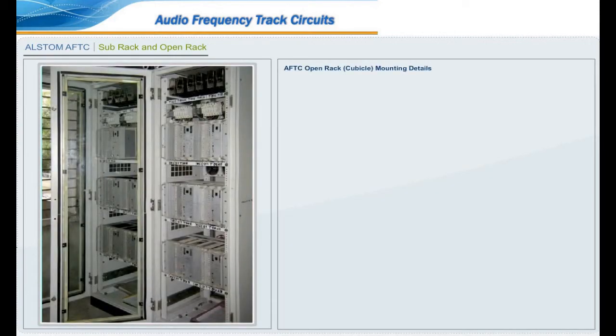AFTC open rack cubicle mounting details. Each rack can accommodate 6 to 8 track circuits. This ensures the high availability of the whole system.